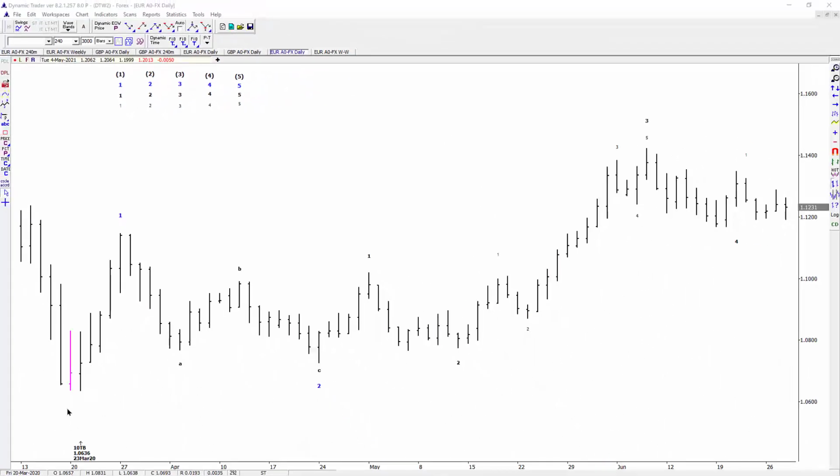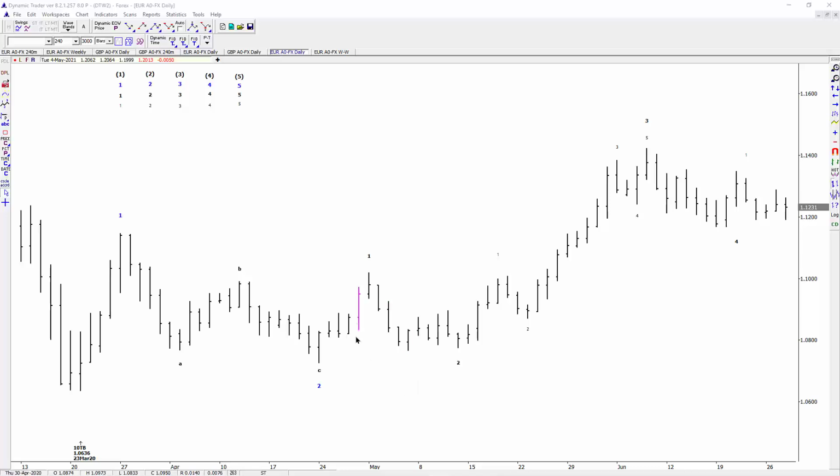For instance, coming off this low, there's a significant advance. I've got that labeled a 1. And then we have an ABC. We'll look at corrections more in a minute, to complete a 2. And then we have another significant advance. And how does that break down? Well, it's going to be a 3, obviously, but then it's going to break down. Remember, impulsive waves break down typically into 5-wave impulses.